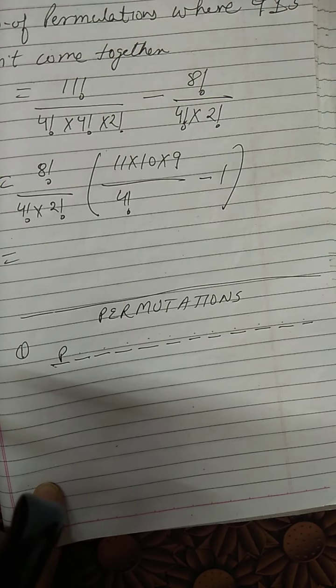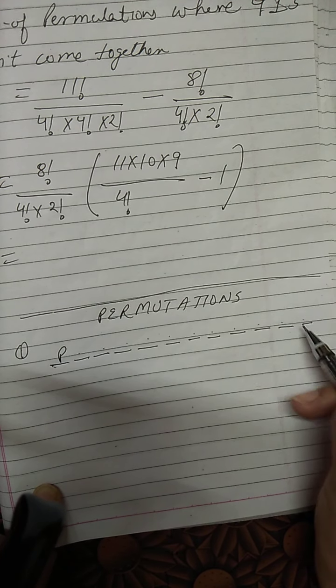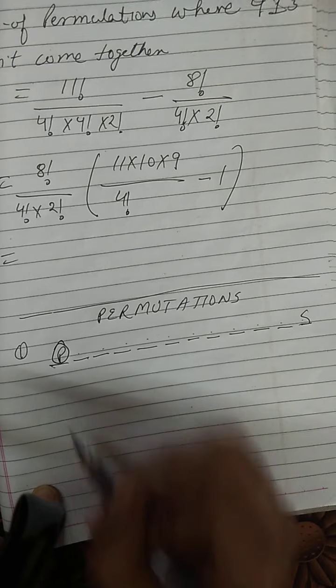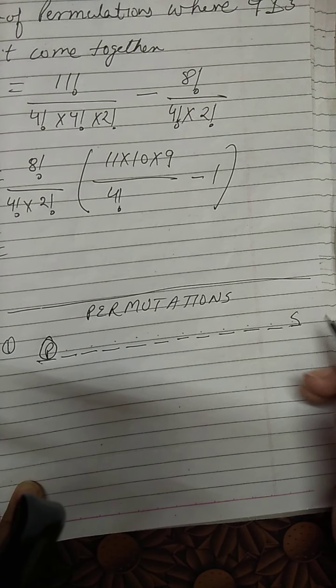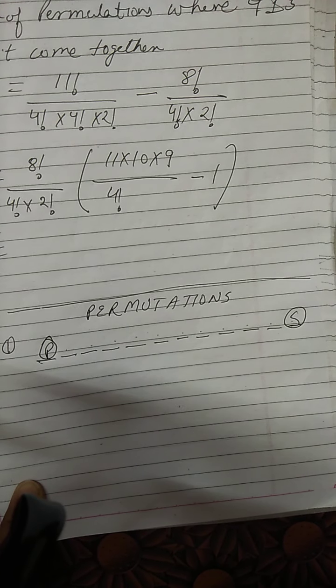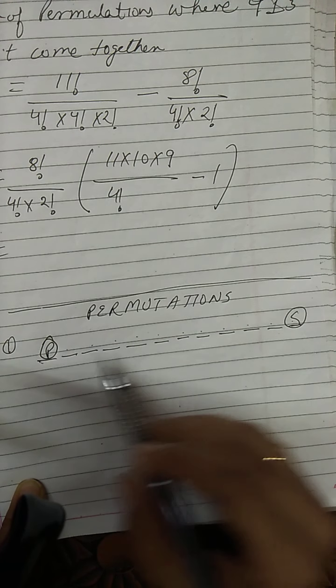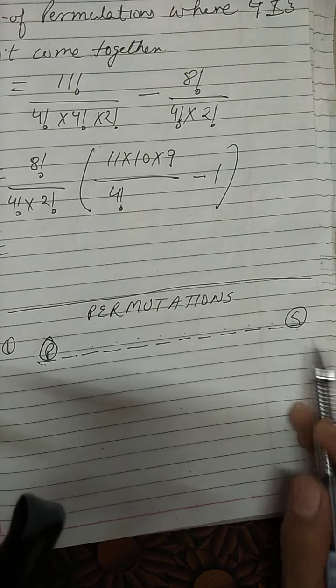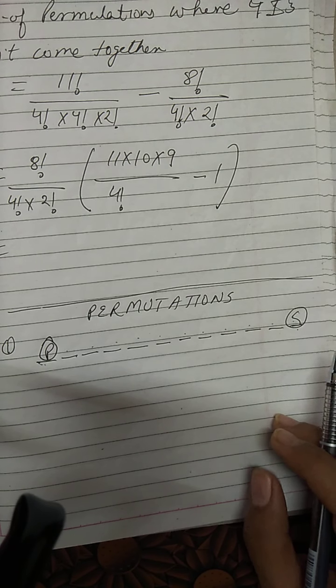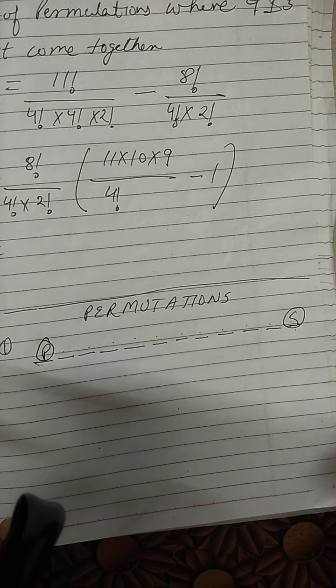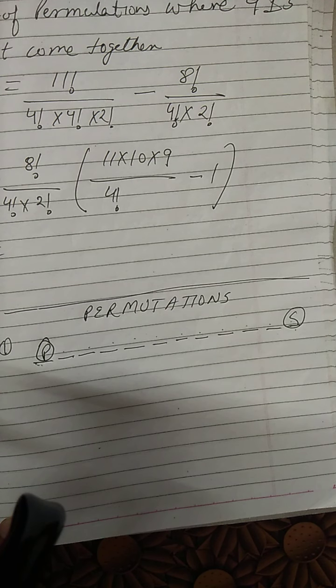And the word has to end with S. So these two places, the beginning and the end, we are fixing. From the total number of letters, we will remove those two letters, and for the remaining we will just find the total number of permutations taking all the letters.